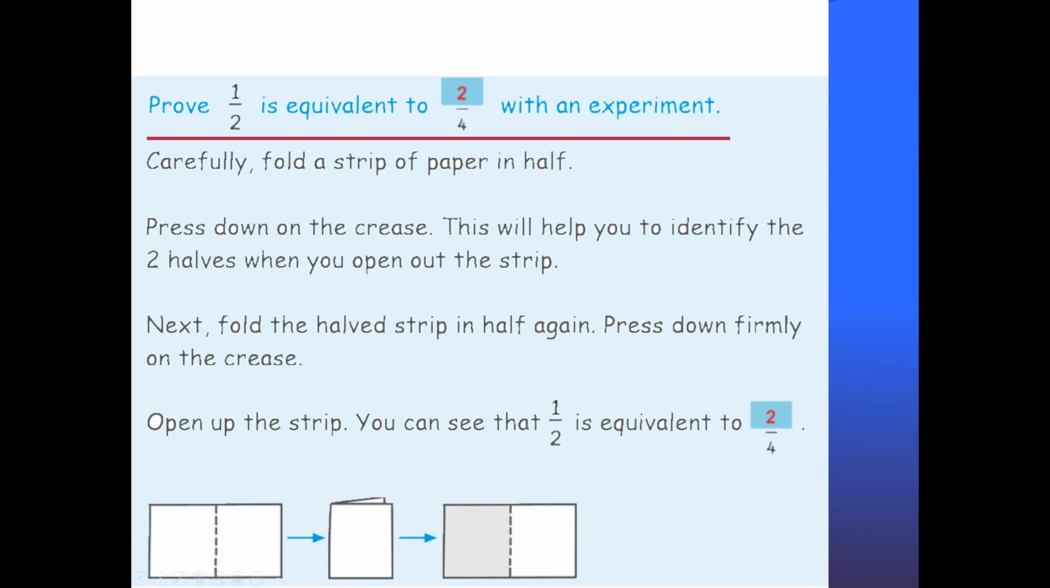Next, fold the same strip in half again. That should be easy because the paper is already creased. And now carefully fold the strip in half once more. Just like before, press down hard to make the creases. When you open the strip out, you should notice that half the strip is actually the same as 2 parts of 4. Pause the video and try this at home.